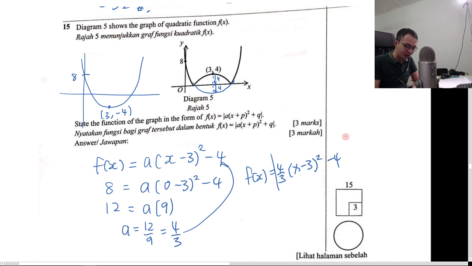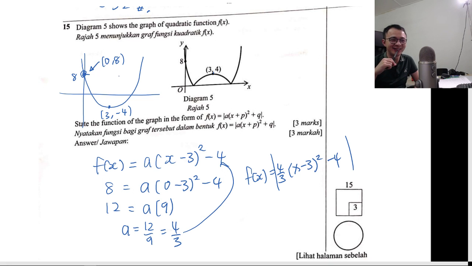And then I'll add the modulus for it, because whatever is inside the negative, below the x-axis, will reflect to become positive. Why is x 0? Because it is the y-intercept. What is this coordinate? This coordinate is (0, 8), isn't it? Sub the 0 into x, sub the 8 into the y here.